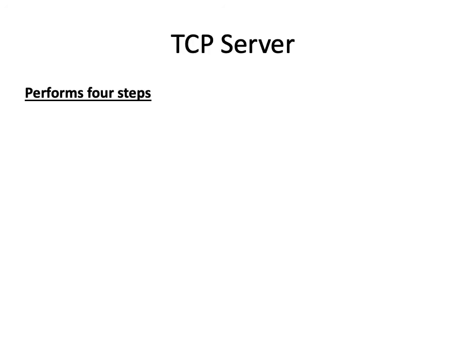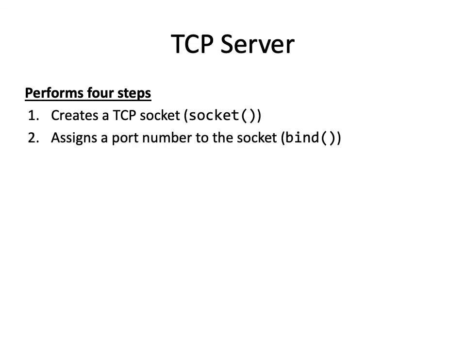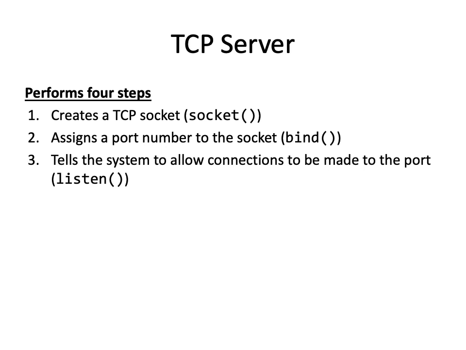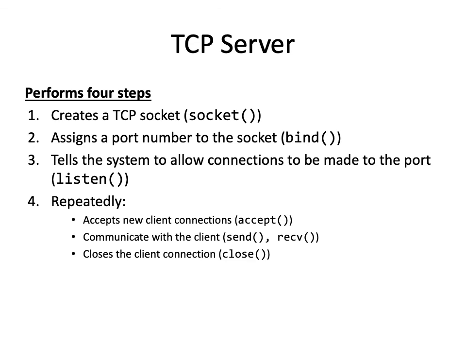A TCP server is going to perform these 4 steps. As we said before, it creates a TCP socket using the socket call. It assigns a port number to the socket using bind. Now it's telling the computer, okay, I've created a socket that I hope to use for connections. Now please open this port so that I can do that. And then it will start actually listening to it, plugging in the phone and talking to the operator. Then it will repeatedly accept new connections, send and receive data using those or write and read, and then it will close the client connection using the close function.